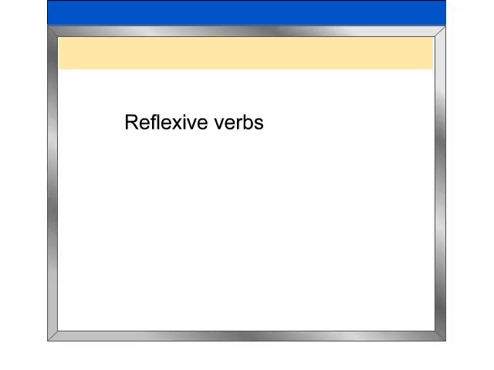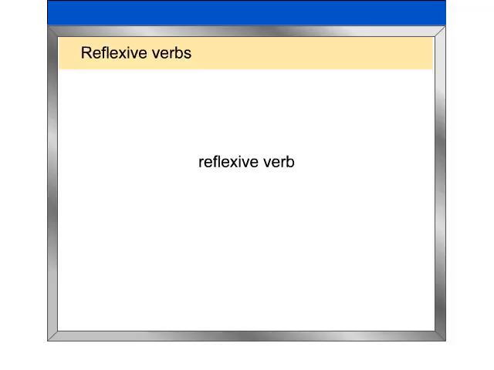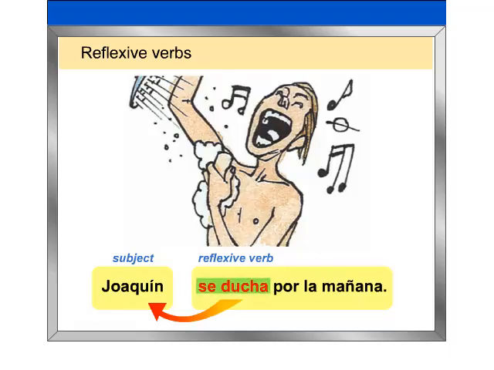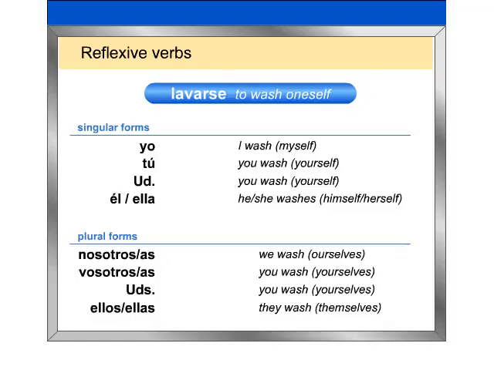Reflexive verbs. A reflexive verb is used to indicate that the subject does something to or for himself or herself. In other words, it reflects the action of the verb back to the subject. Consider the sentence, Joaquín se ducha por la mañana. Note that reflexive verbs always use reflexive pronouns. Now, let's see how reflexive verbs are formed.